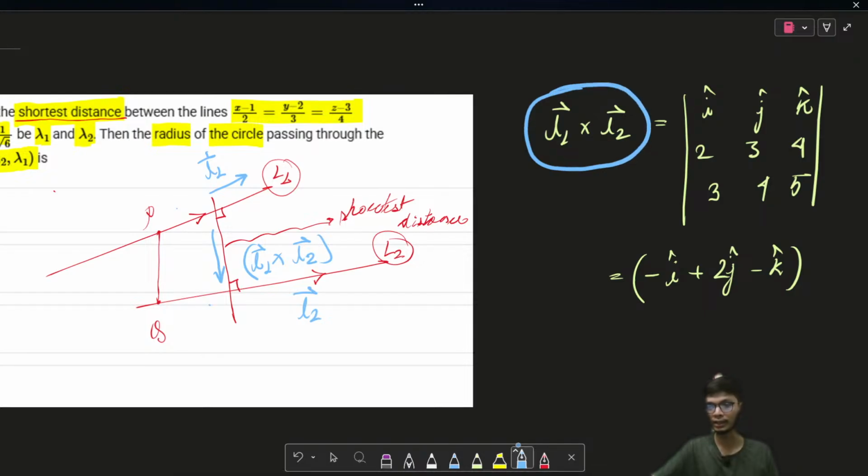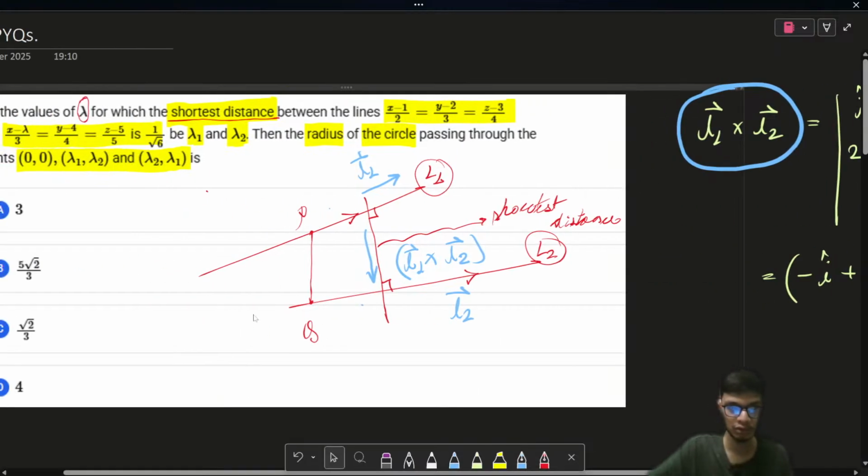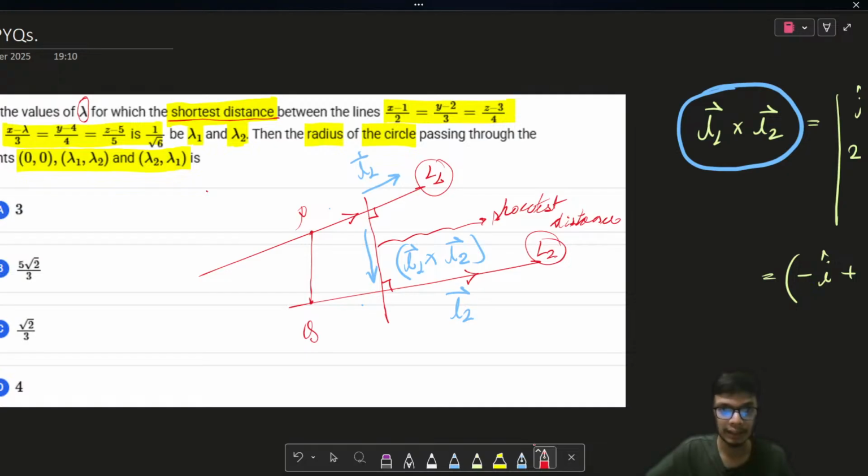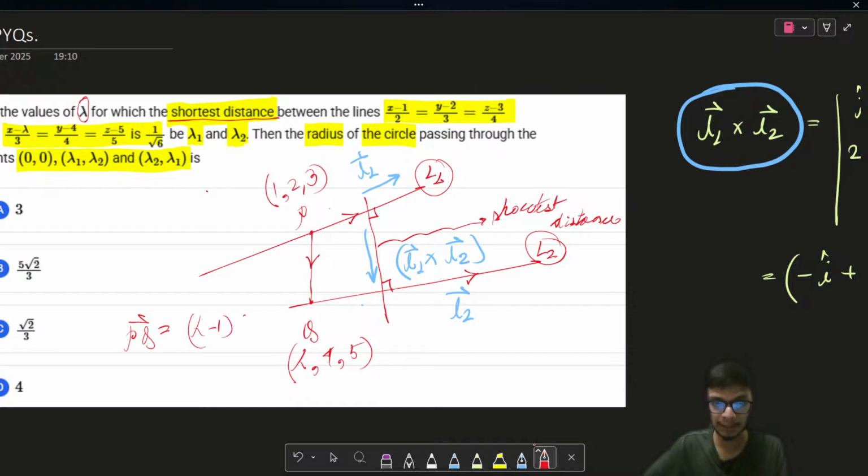So this is the vector which is lying in the common normal direction, right? Now we have to find out the shortest distance. So in order to find the shortest distance, I will take any 2 points. Over here, my point P can be given as 1, 2, 3, and my point Q can be given as lambda, 4, 5, right? So I will have this P and Q distance, and I can easily form this vector PQ. This PQ vector can be easily found as lambda minus 1 i cap plus 2 times j cap plus 2 times k cap, right? So this is my vector PQ.